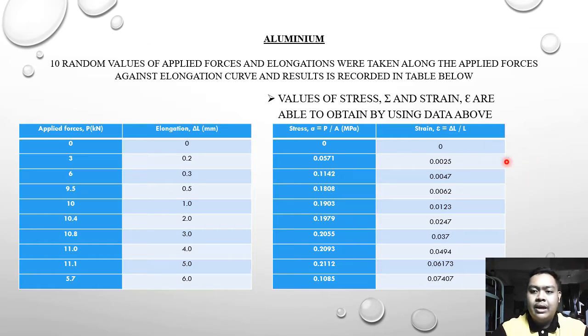We have the data of the length of the aluminium. These two tables are made from our tensile test machine. This is the result that comes out with the graphs, and this is the data that we recorded to make a lab report. Okay, next.